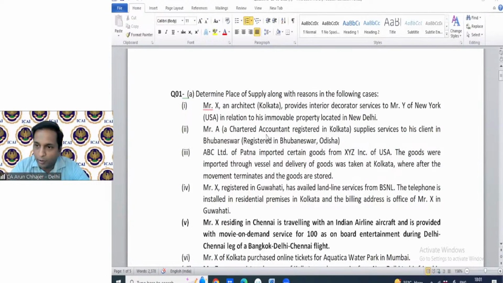The first practical problem is on the place of supply chapter. Determine the place of supply along with reasons in the following cases. You will find each and every case is different. You have to give the answer for every case separately. Mr. X is an architect located in Calcutta, providing interior decorator services to Mr. Y of New York in relation to his immovable property located in New Delhi.